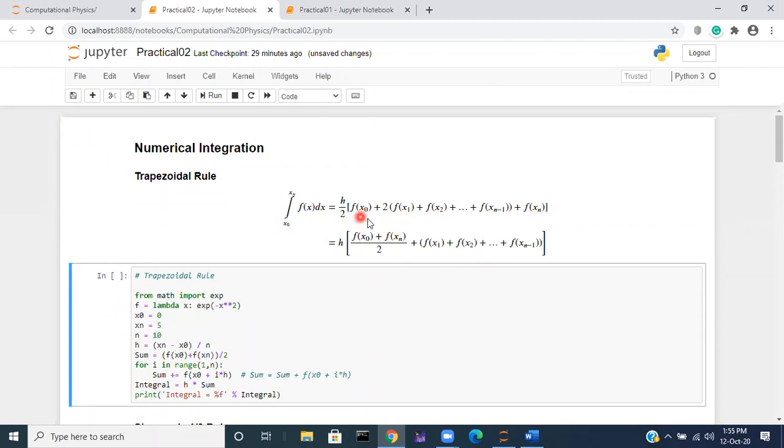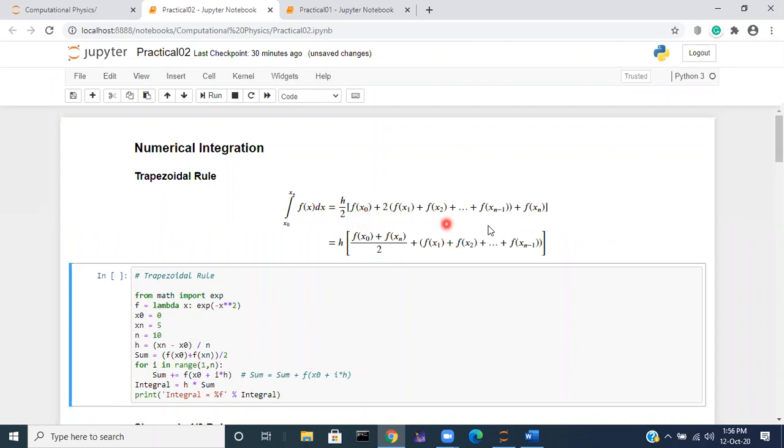f of x0 and f of xn have coefficient 1, and the remaining f of x1, f of x2, and so on till f of xn minus 1 have coefficient 2. So we have h by 2. You take this half inside the bracket.